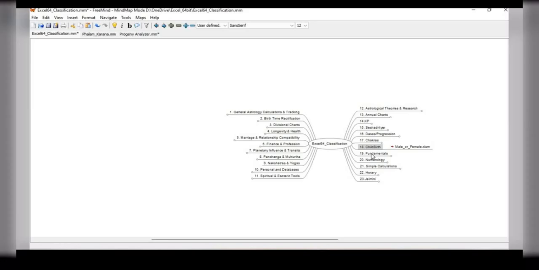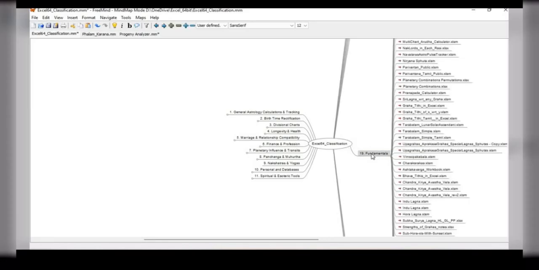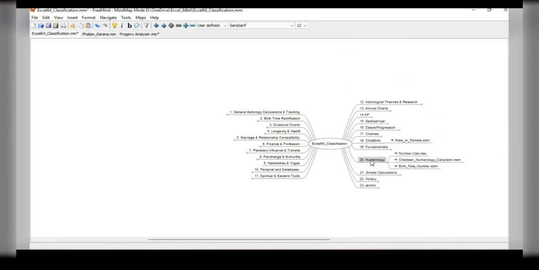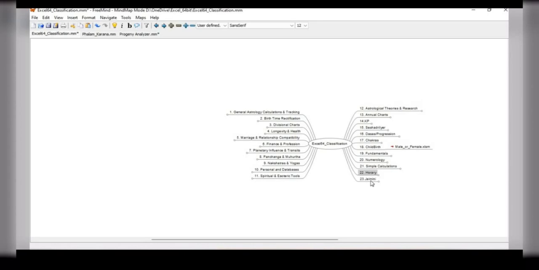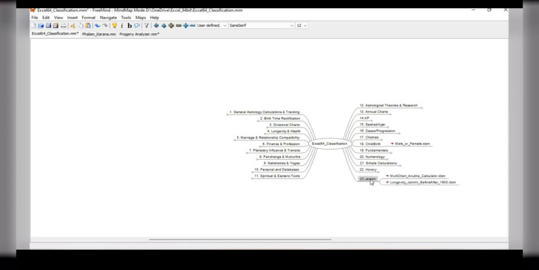So these others, of course, you can see what all the fundamentals that we have. We have a few on numerology, simple calculations which I have not maybe published. Orrery, we have a few on Jamakol, I have not published it. Jaimini, of course, a very little on Jaimini.